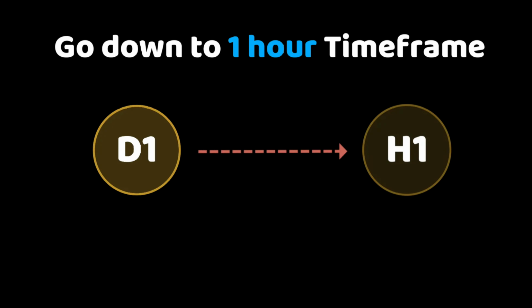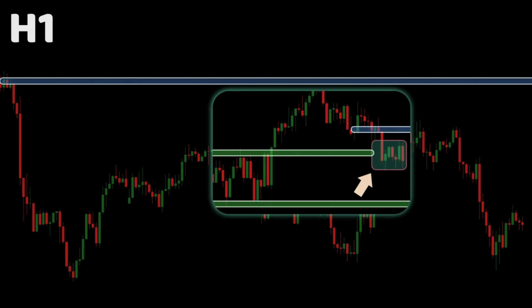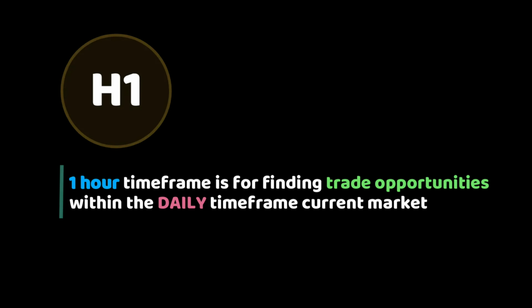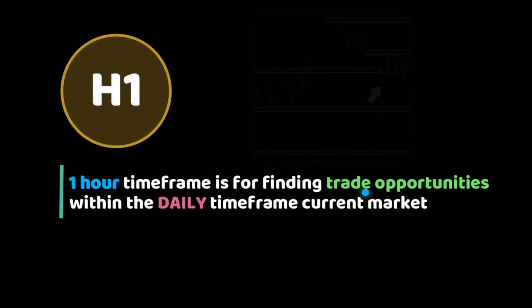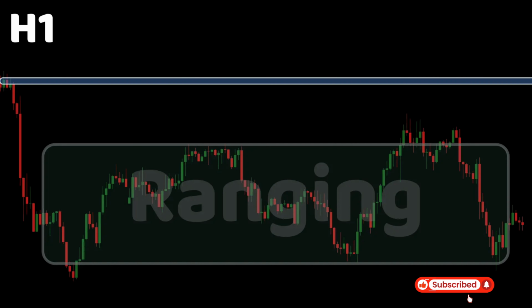Now let's go down to 1 hour time frame to reveal more of the powerful information. So this entire 1 hour time frame chart view that you see is actually the current market of the daily time frame. And 1 hour time frame is for finding trade opportunities within the daily time frame current market chart view, which is a ranging market.